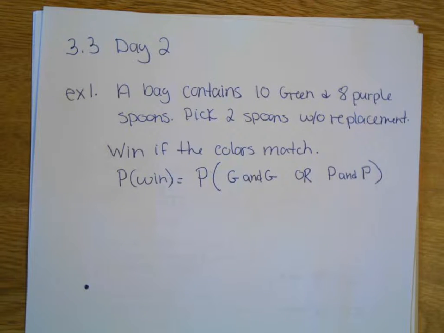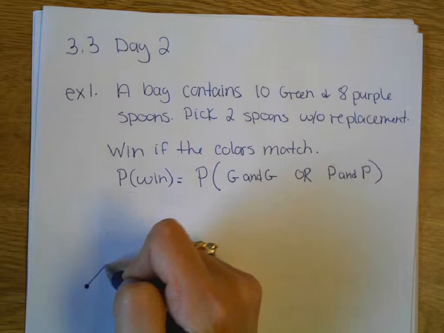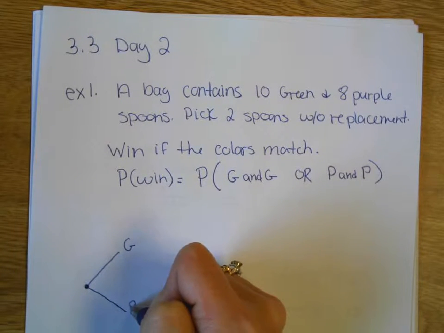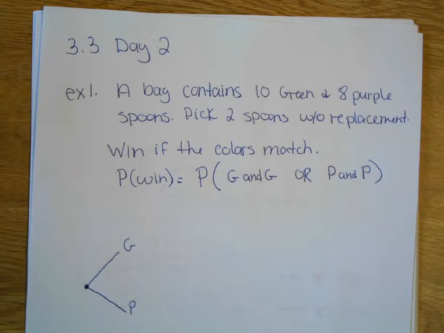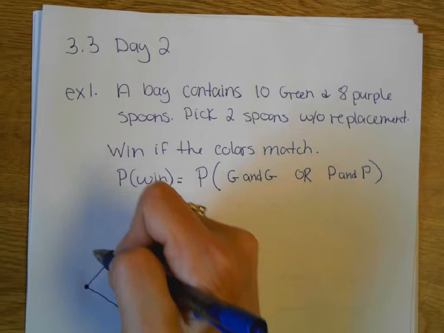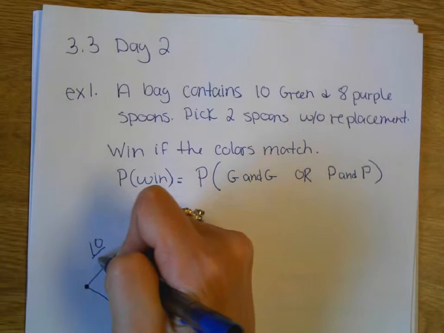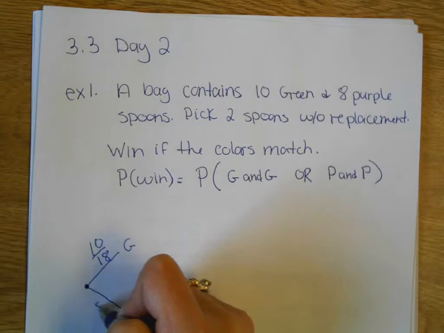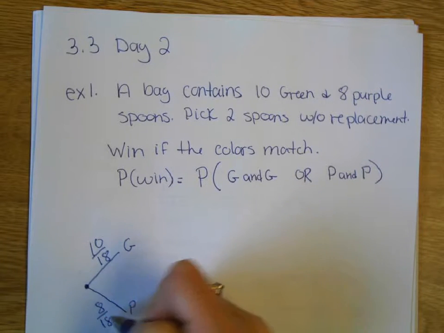Start with the dot. Okay, the kid reaches in, draws out a spoon. What outcomes are we looking for? Green or purple? What's the probability that the first spoon out is green? 10 out of 18. Don't reduce. Or purple would be 8 out of 18.